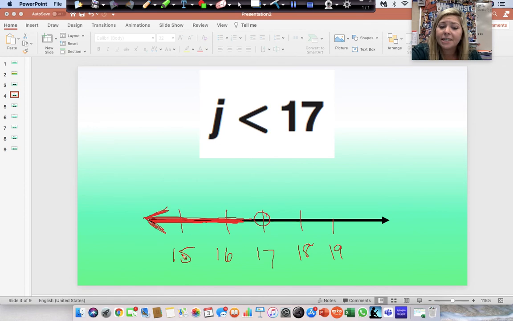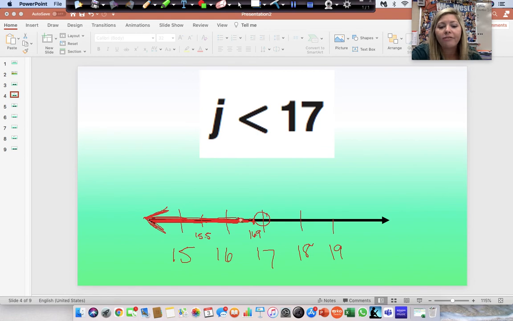So 15 is less than 17. 15.5 is less than 17. 16 is less than 17. 16.9 is less than 17. All of the numbers that are less than 17 could be options for J. Okay? So if J is less than 17, J could be any number that is smaller than 17. Any number. Fraction, decimal, whole number, any number that is less than 17 would be okay for J.